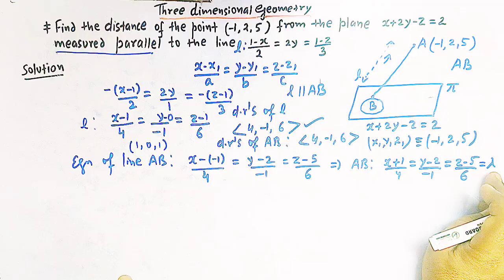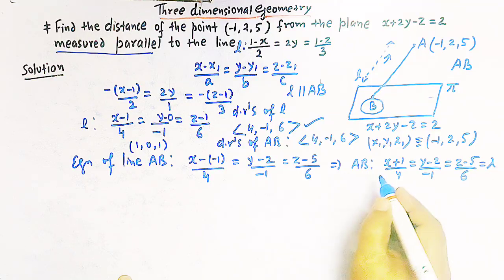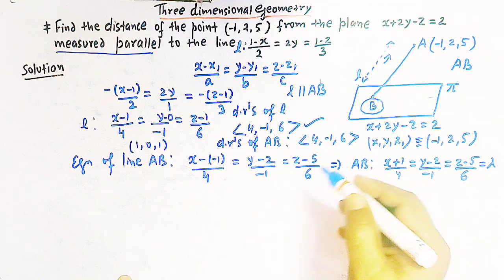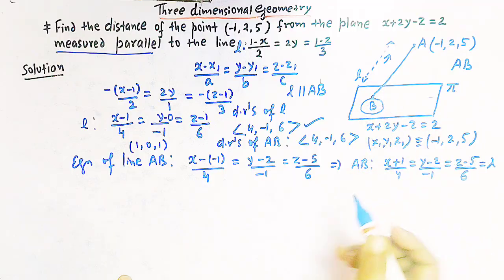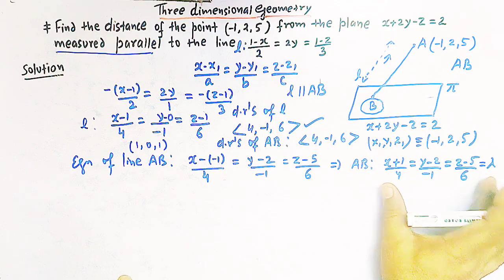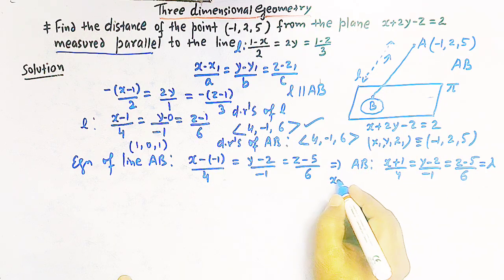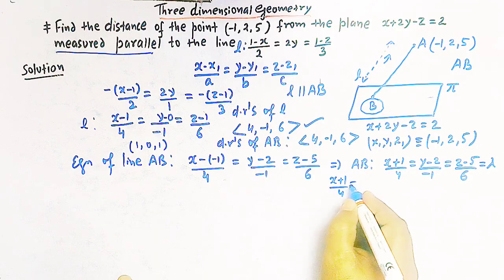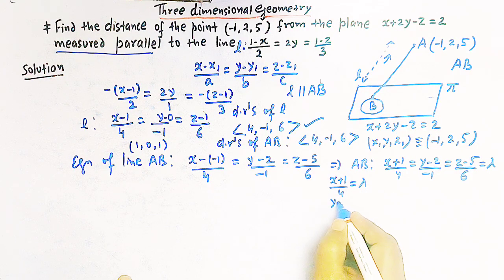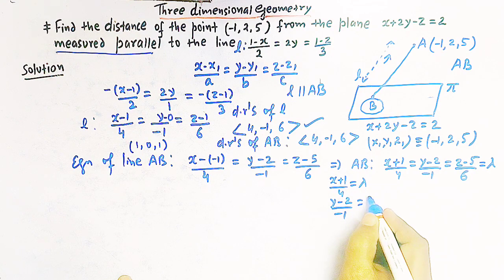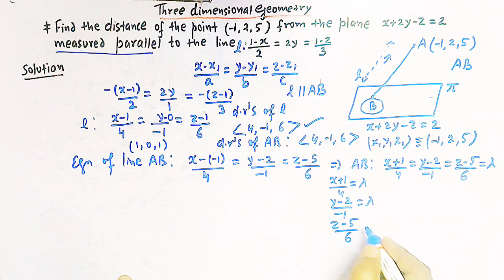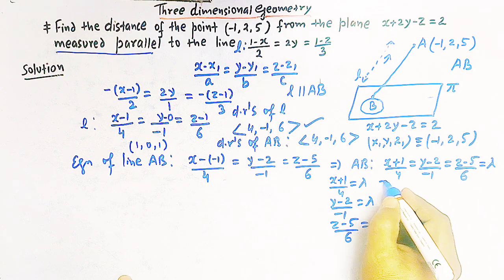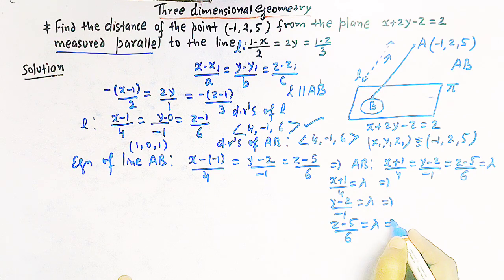So here we take lambda, and we can find out the coordinates of the general point lying on this line AB. So now let us form three equations, that is (x plus 1) over 4 is equal to lambda, (y minus 2) over minus 1 is equal to lambda, and (z minus 5) over 6 is equal to lambda. So now let us find out the values of x, y, z in terms of lambda.